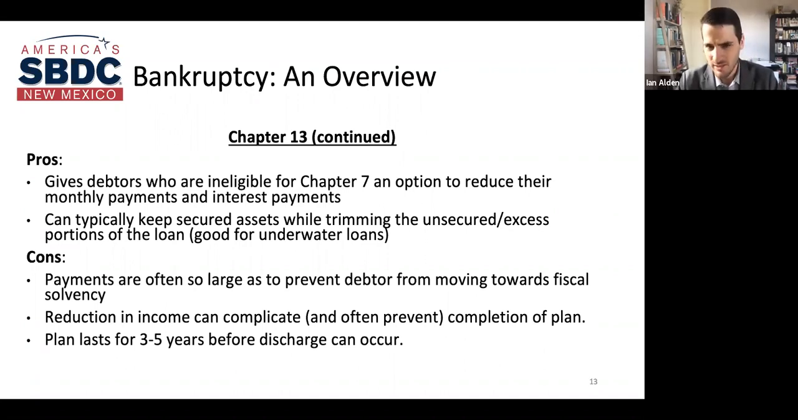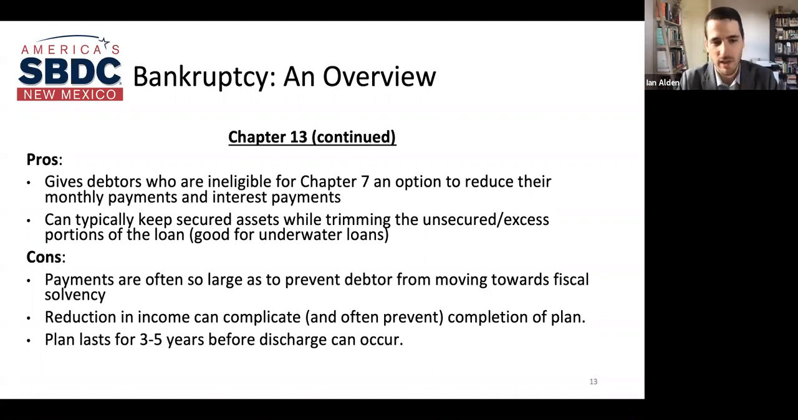There's some limitations to this, like there is for everything in the law. The law is just rife with limitations, but for a lot of people who are underwater in their loans, Chapter 13 might be a good option to let them pay the secured part, which is the value of the property itself, while trimming off the excess portion, which is everything above the value of the property. So that's a nifty perk of Chapter 13.